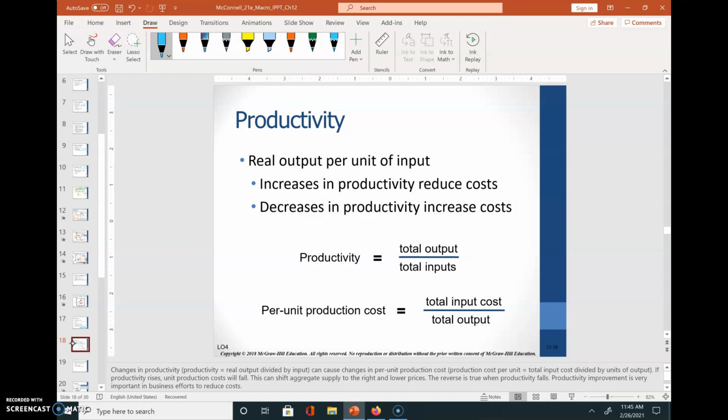Now let's look at the definition of productivity and the definition of per unit production cost. Productivity is equal to total output over total inputs. If productivity increases, the aggregate supply curve will shift to the right. If per unit production cost increases, the aggregate supply curve will shift to the left.